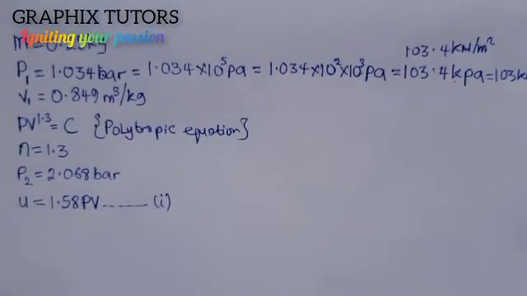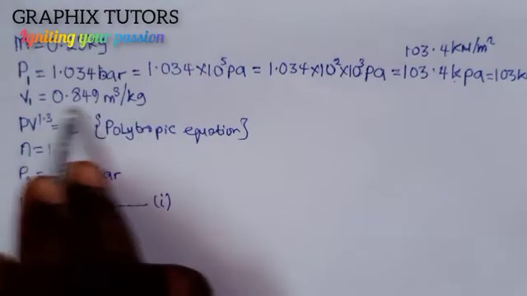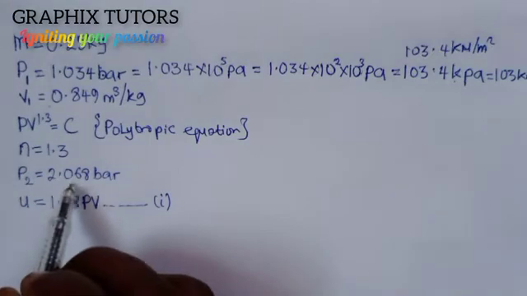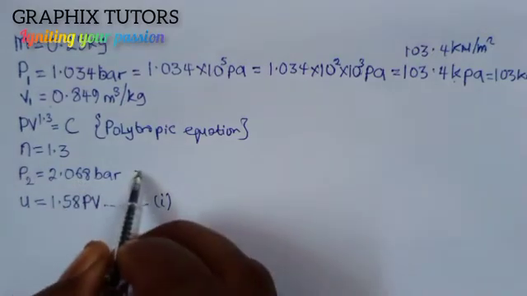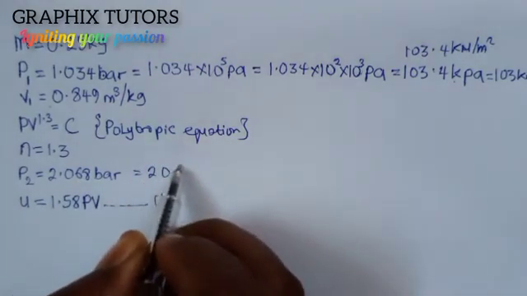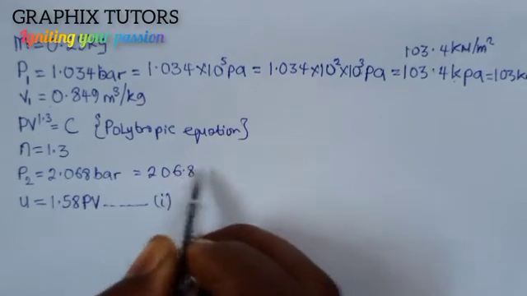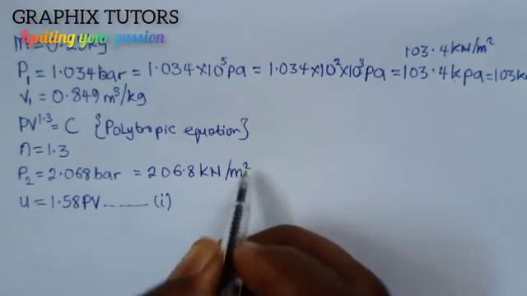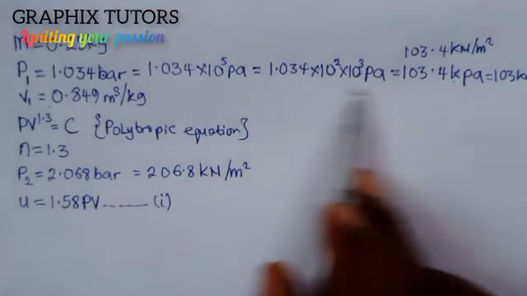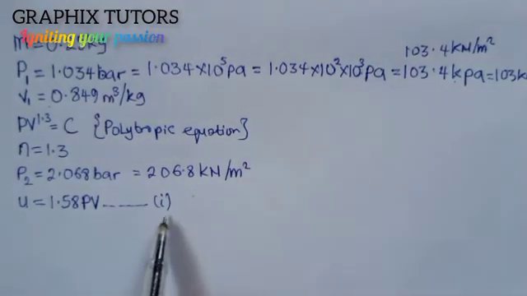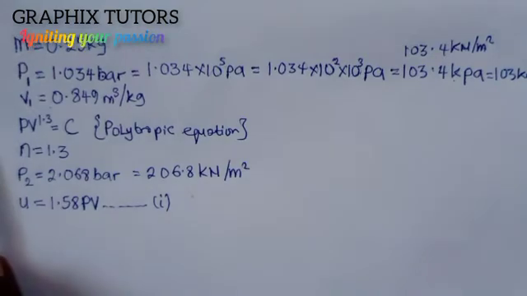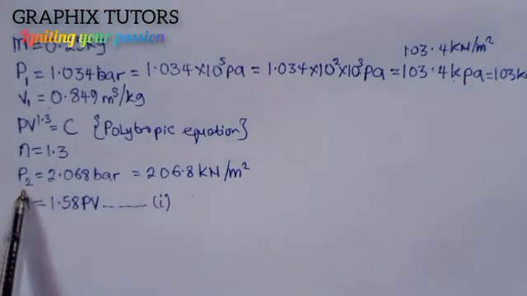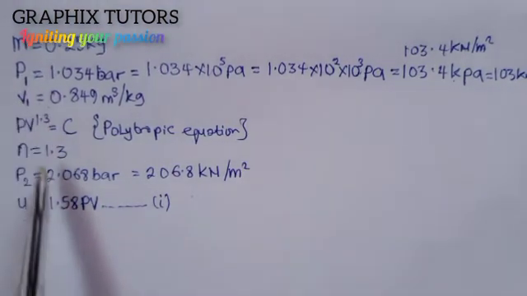Now, from here, this is P1. For P2, I'll do the same process here, and I will have 206.8 kilonewton per meter square, right? I just apply the same process here and I have this. Now we've gotten P1, we've gotten P2, we've gotten V1, but we don't have V2.